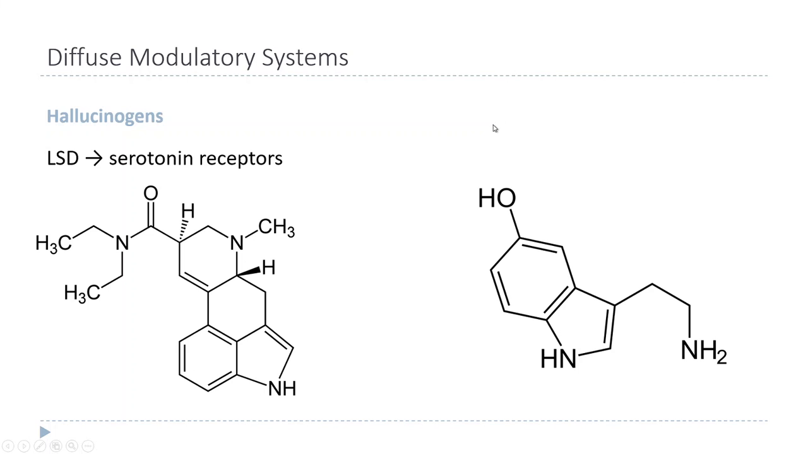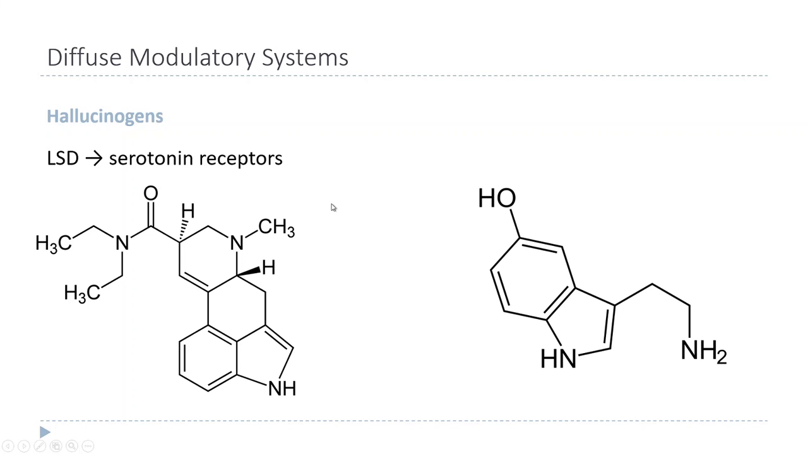LSD is a drug, this is the structure over here, that acts as a hallucinogen, and it works in part by binding to the receptor for serotonin. So this is the structure of serotonin, and presumably LSD resembles serotonin enough that it binds to the same receptor, and it triggers hallucination. So hallucination means some sort of sensory experience that does not correspond to an actual sensory stimulus. So that might mean seeing things that aren't there, or people that aren't there, hearing voices that aren't real.